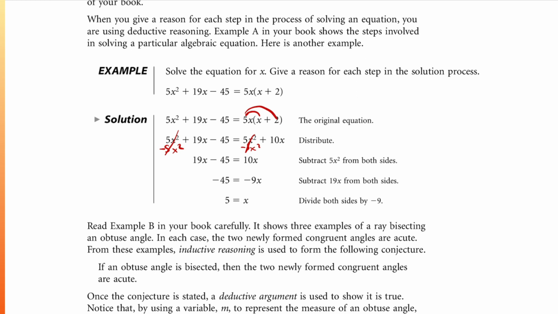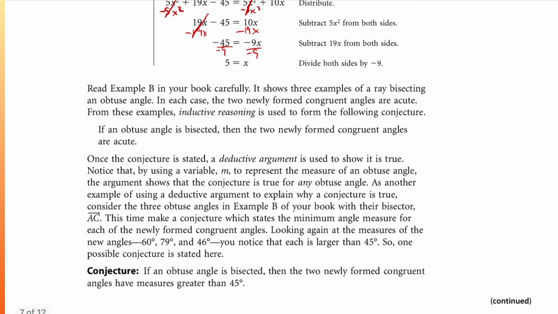And now it looks like what is next. All right, so that's that step. Now it looks like they subtract 19x from both sides here. And that's exactly what happened. They subtract 19x from both sides, and you get negative 9x equals negative 45. And the final step is to divide both sides by negative 9. And that's what they say here, divide both sides by negative 9. And so that's an example of deductive reasoning. All right.